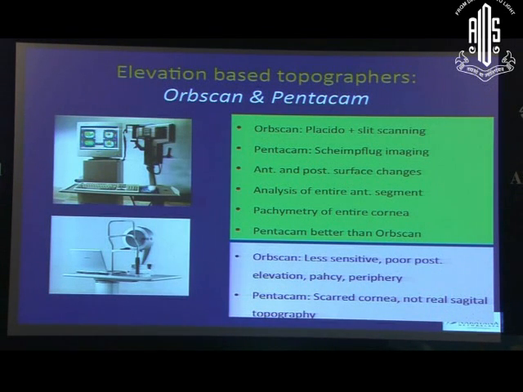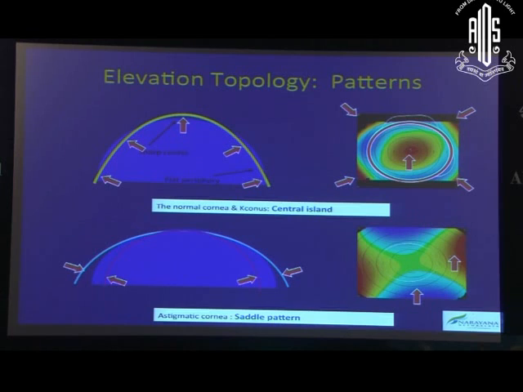Now to help us out with this thing, there came the new generation topographers, or elevation based topographers. The first to come was Orbscan, and then Pentacam came across and swept the market. What it does is show you the anterior surface of the cornea, posterior surface of the cornea, pachymetry, the entire analysis of the anterior segment. And hence, probably, they are much more complete topographers. Well, I do not want you to remember any of these things.